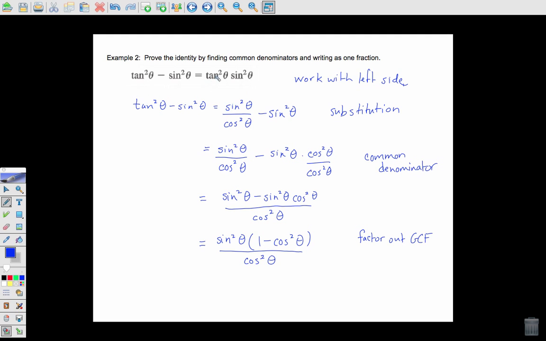Then I want to look at what we're trying to get to. This is where we're trying to end. We want a tangent squared theta and a sine squared theta. So this right here, I can replace with tangent squared theta. That is tangent squared theta. And 1 minus cosine squared is sine squared theta. So that's again substitution. And we're done. We've proved that the left side is equal to the right side.